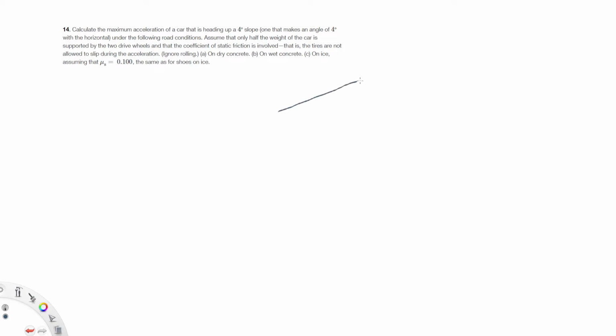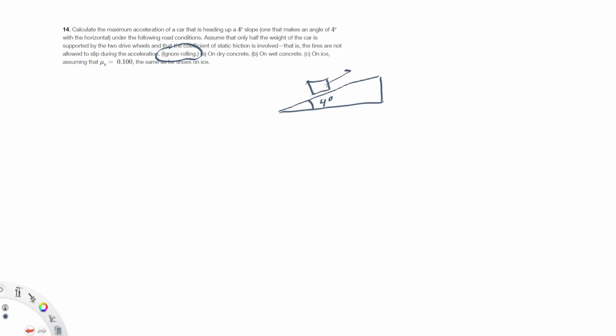Okay. So if we're going up a little incline, right? This is our situation. Here we're going to ignore rolling friction. That is, we're going to consider the tires that don't slip at all, and it's just the friction between the tires and the surface that is actually propelling your vehicle forward.